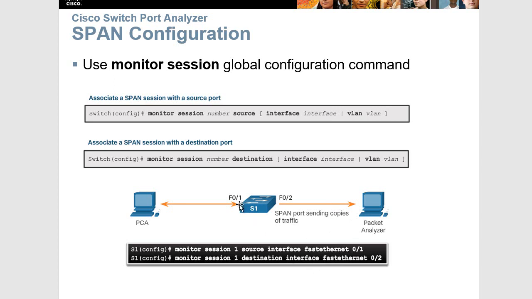And we just have to determine a destination. Where are we going to send that duplicate traffic to? We're going to send it through F0/2. So monitor session 1 destination interface FastEthernet 0/2. That's pretty much it. That's how it's going to be set up, and I believe that's all you'll have to set up in your labs, something simple like this. You might have a couple more source ports that you need to set up on a switch, but that should be about the extent of it.